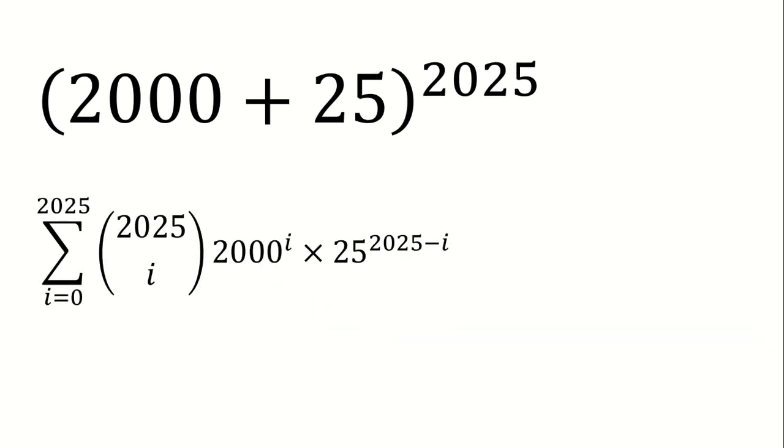The pattern says it is the sum of 2000 to the power of i times 25 to the power of 2025 minus i, times the binomial coefficient of 2025 choose i, where the index starts from 0 until 2025, so there are 2026 terms in total. If you pay close attention, we need only the two rightmost digits.